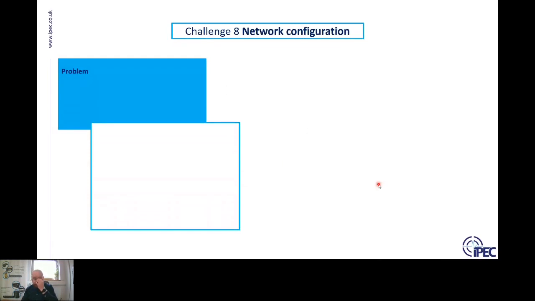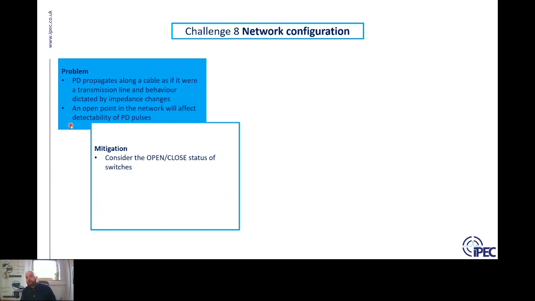So this is, we get a question on this every now and then. It's primarily for cable PD, but it is applicable for switchgear. PD propagates along a cable as if it was a transmission line, and the behavior is dictated by impedance changes. So this is quite a technical problem and quite a technical solution, but we can simplify the impact on our PD measurements. It's important to know that open points on the network will affect the detectability of PD pulses. You need to consider the open and closed status of switches, understand the principles of pulse propagation, and ensure PD testing is carried out at a point where the PD will be propagating, will be occurring.